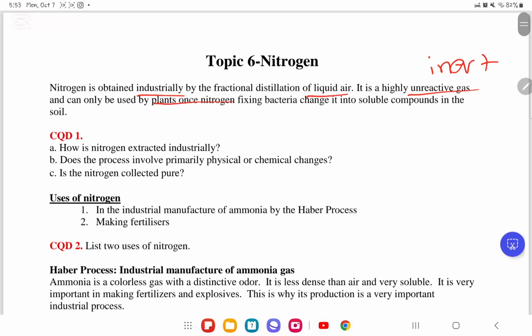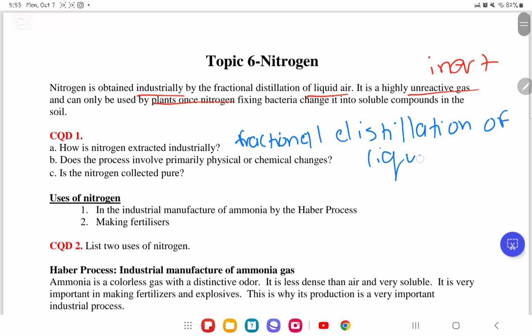So, question 1, how is nitrogen extracted industrially? If we go back, we can see that nitrogen is obtained industrially by the fractional distillation of liquid air. All right?